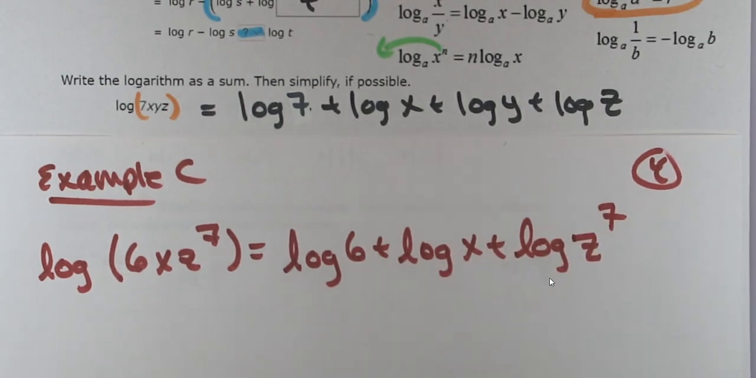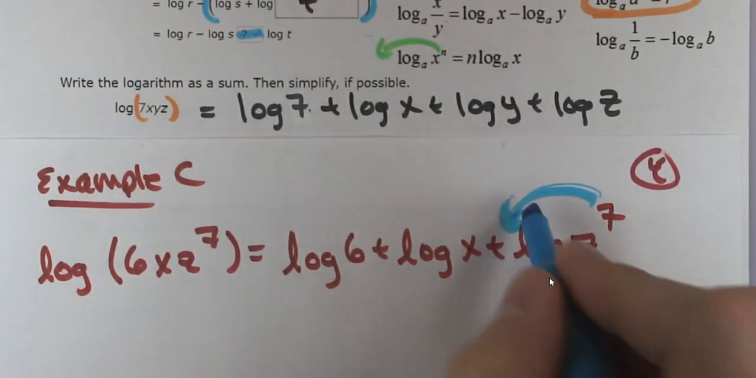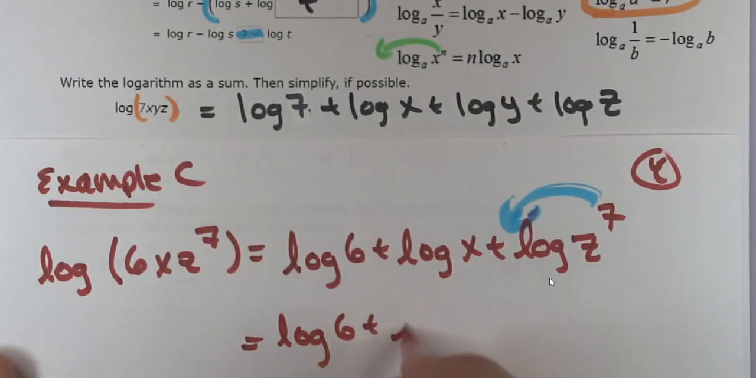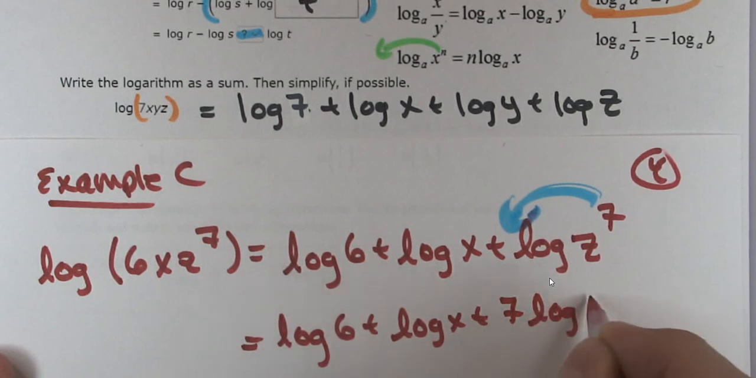Now again, you're not going to be all done. WebAssign's not going to give you points on this, I don't believe. So, what am I missing? What else could I do? Put the 7 in front of the log. Ah, well done. Thank you, Pfeiffer. Put that 7 out in front. That's your power rule for logarithms. So, log of 6 plus log of x plus 7 times the log of z.